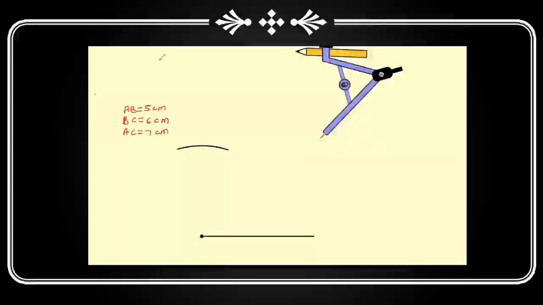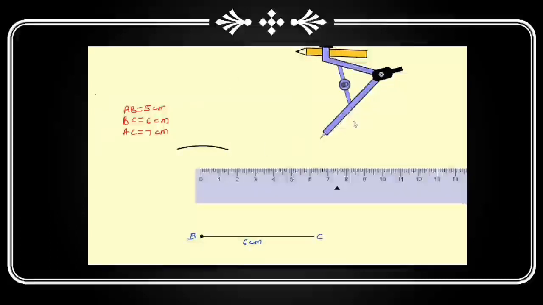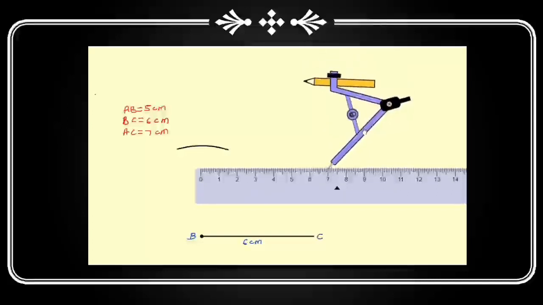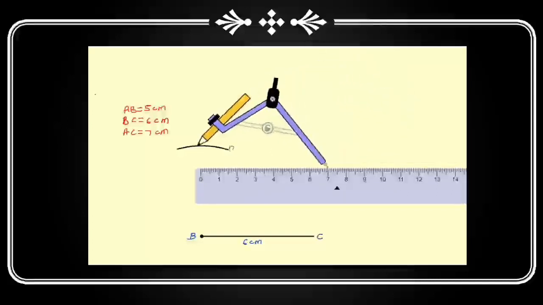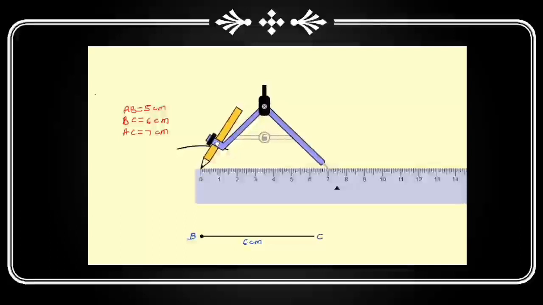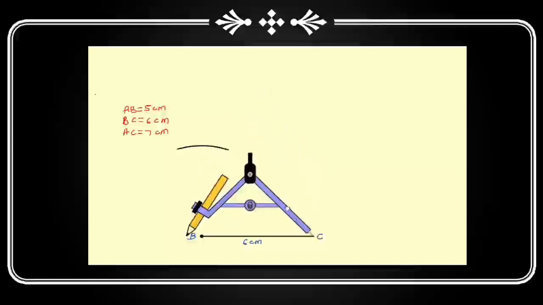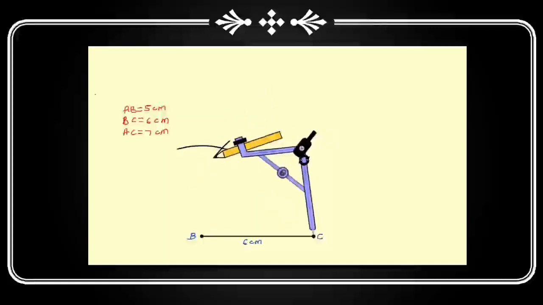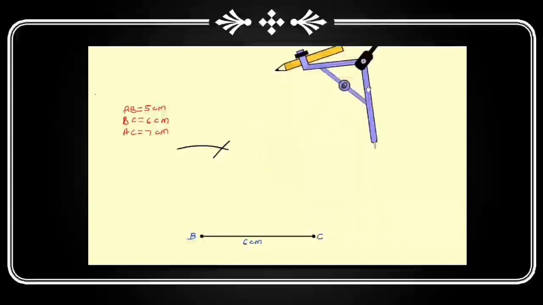So now we will take the radius 7 centimeter. Measuring 7 centimeter using a ruler and a compass. This is 7 centimeter. As AC is 7 centimeter and AB is 5 centimeter, so we will cut this arc like this and this point of intersection is A. We will join AB and AC.